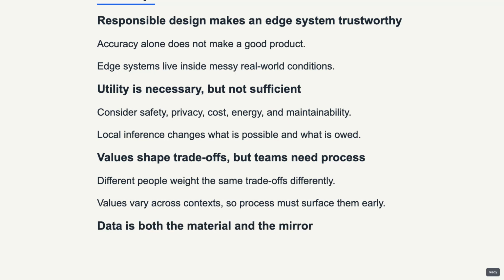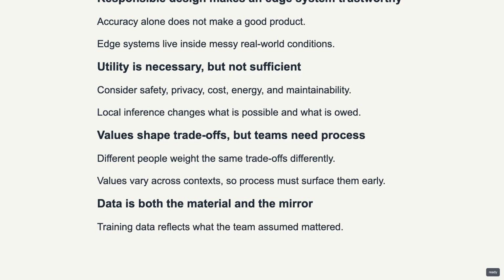Data builds the model, but it also reveals what the team noticed and what it missed. That makes data quality an ethical issue as well as a technical one. Training data is the raw material of learning, and missing or skewed cases shape the model's blind spots. If the data leaves out important conditions, the system learns a narrower version of reality.